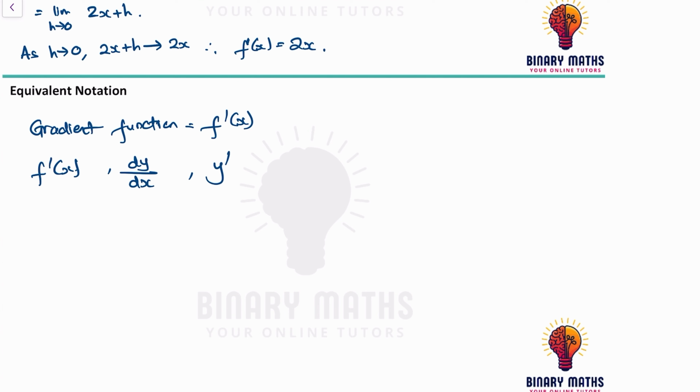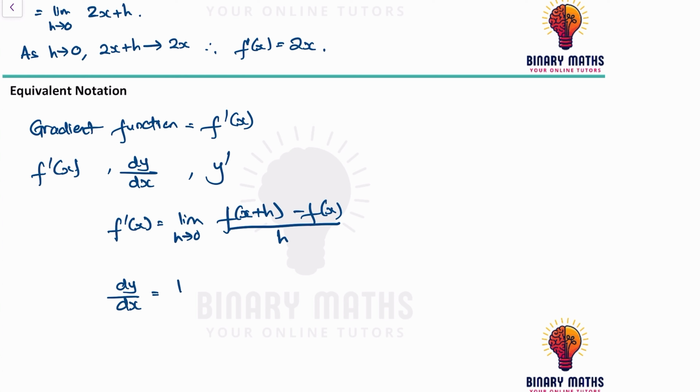So in that case, the formula can be of these forms. The first one is the one in the formula booklet, which looks like this. I'm just copying out the formula from above. Or if you had y is equal to x squared, then instead of writing f dash of x, you could write dy dx is equal to limit h tends to 0 of f of x plus h minus f of x over h. Or you can have y dash.